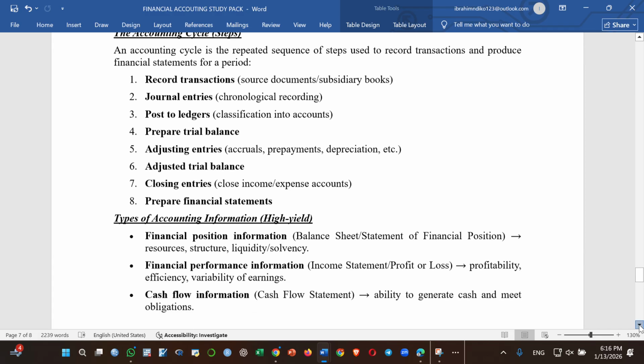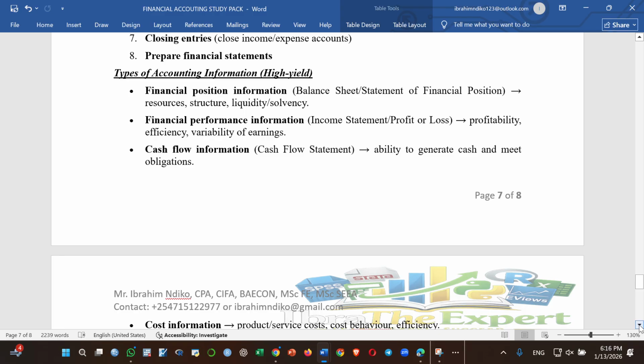Now, types of accounting information. First, we have the financial position information. That is the information about the balance sheet or the statement of financial position, which covers assets and liabilities. Number two, we have financial performance information. We get it from the income statement or profit and loss. That is the things to do with revenue, expenses, profits, and so on.